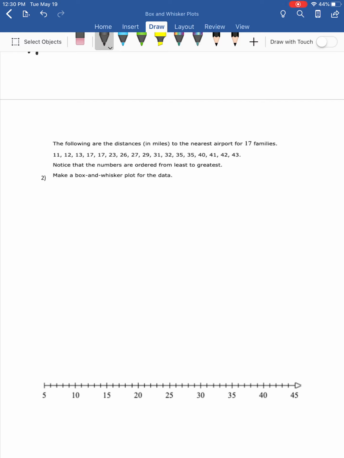So distances in miles to the nearest airport for 17 families. And again, we're making a box and whisker plot. So let's write out what we need. We need min, lower quartile, median, upper quartile, and we need the max.